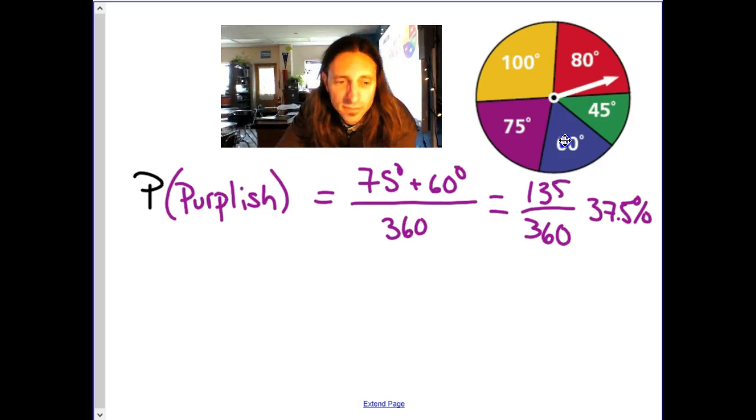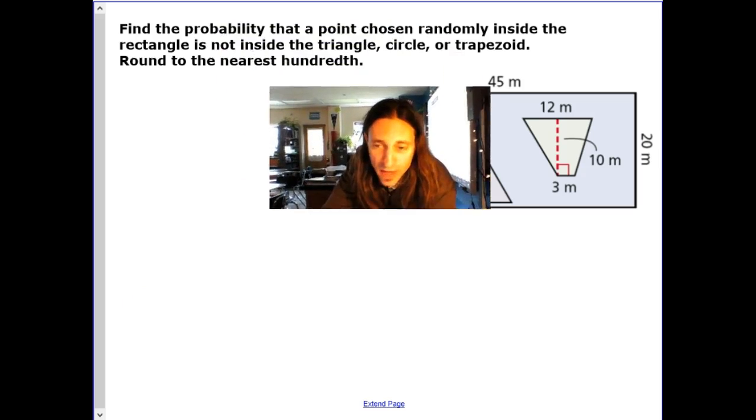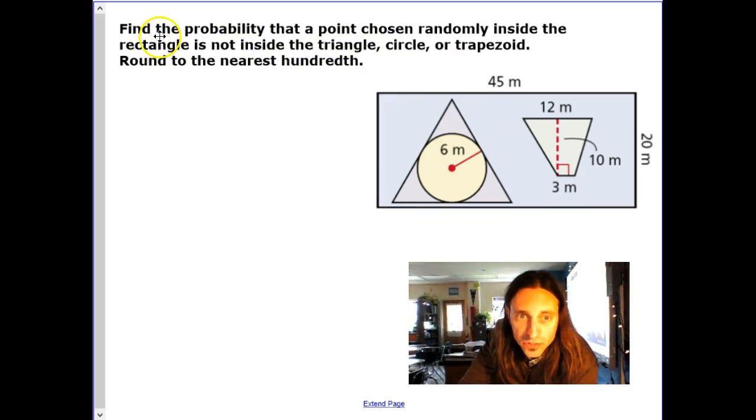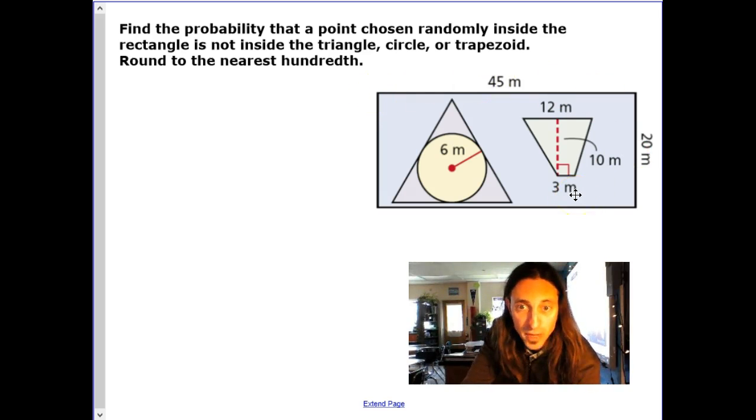So far, so good? Good. The last thing we need to talk about is how we put everything together. And so here it says, find the probability that a point chosen randomly inside the rectangle, meaning given I'm inside the rectangle somewhere, that's my sample space, that it is not inside the triangle, the circle, or trapezoid, round to the nearest hundredth. Okay, this problem's a little more complicated, bear with me, but let's look at the big picture.